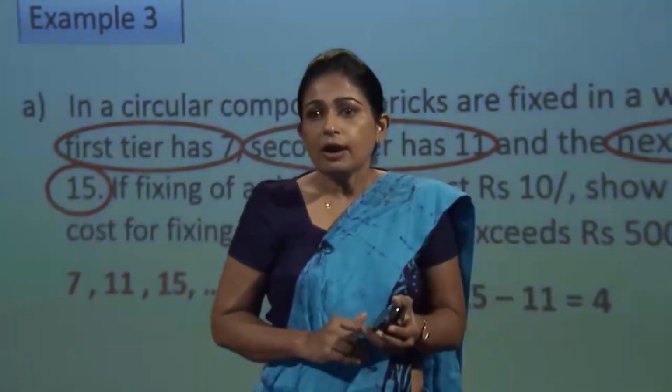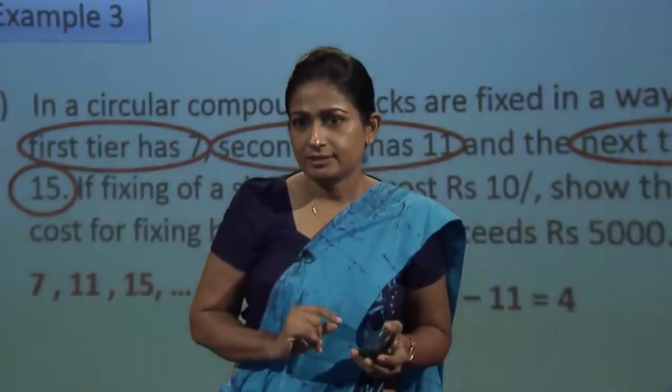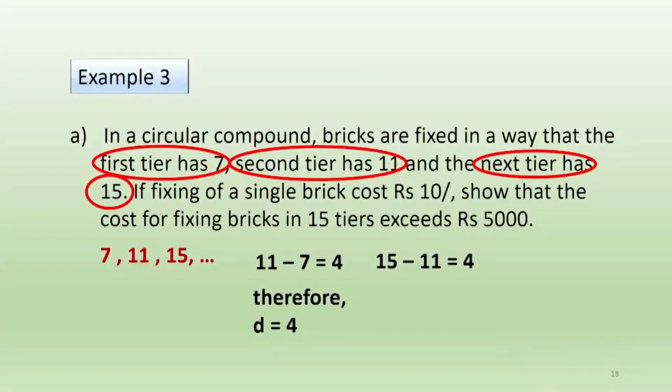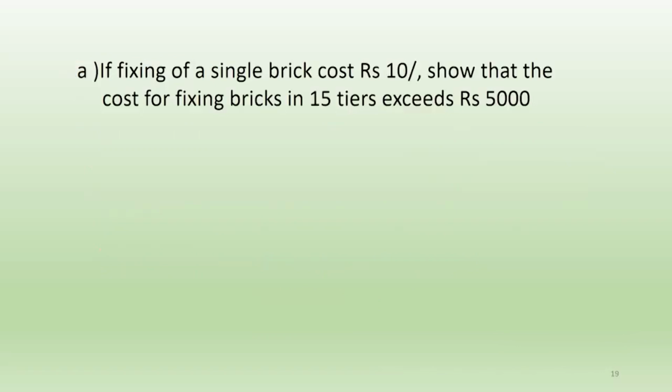So now we know this is an arithmetic progression. We can say 4 is the common difference, and we know the first term. The first term is 7. We can use the formula that we follow under arithmetic progression to do this sum. What's the first part of this question? If fixing a single brick costs 10 rupees, show that the cost for fixing bricks in 15 tiers exceeds 5,000 rupees. Okay, let's do that.